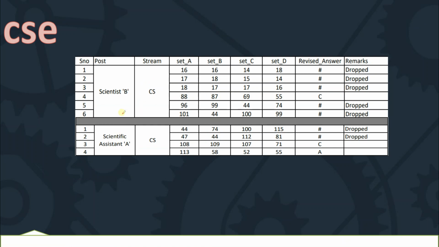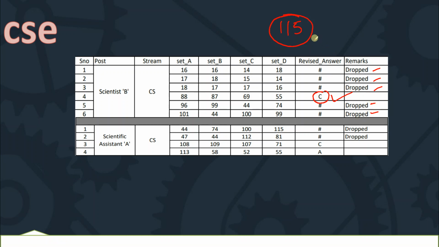So for CAC, Scientist B, a total of 5 questions were dropped, okay? So now your paper is from 120 to 115, so this is your total marks. You will calculate your score out of 115 marks, okay? And for question number 88 in set A, 87 in B, 69 in C and 55 in D, the answer is changed to C. So those who already marked the answer A, B or D will definitely get negative marking. But those who marked the C option will get positive marking here, okay?